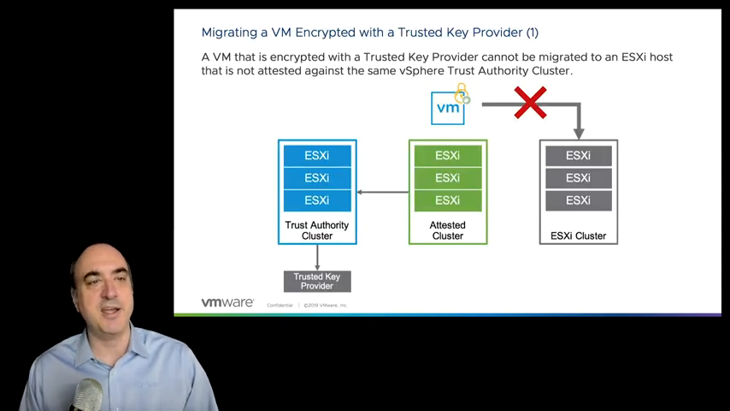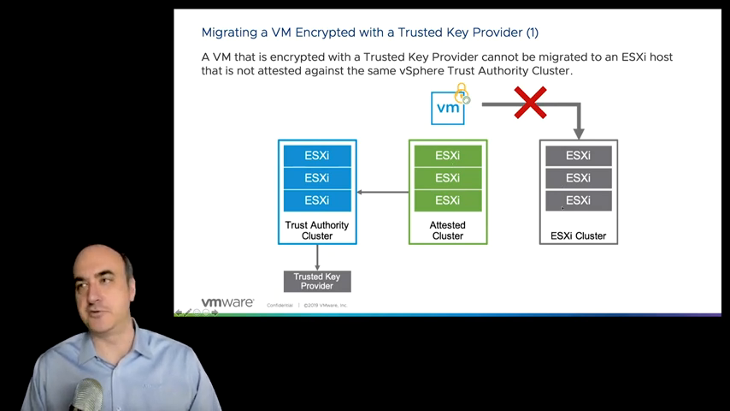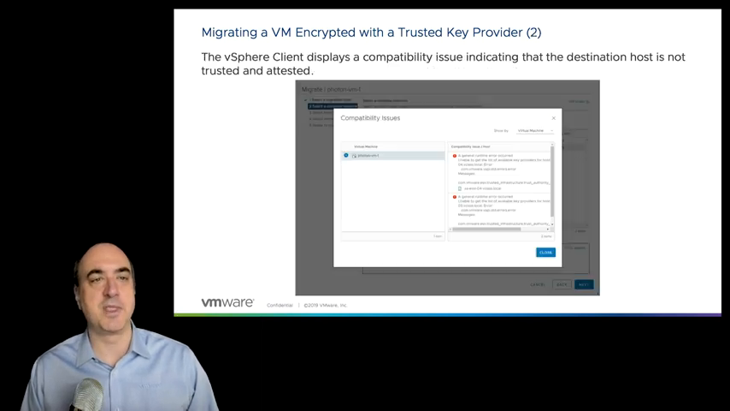That's important, right? So a VM that's been set with a trusted key provider, that's this VM with the gold padlock, can only run on an attested cluster. It will be prevented from running on any other sort of standard cluster. In fact, if you try, you'll get this error message saying that a general runtime error has occurred. You can't do this because the cluster that you're moving the trusted VM to is not a trusted cluster.